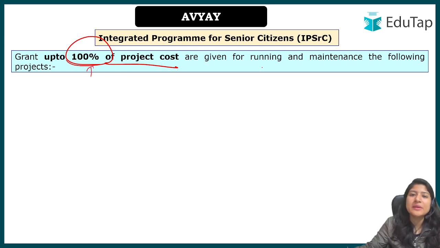Okay, they just need people to actually work, and the government is providing the financial assistance for running and maintenance of the following projects. So 100% of project costs are given for what? For running and maintenance of the project.